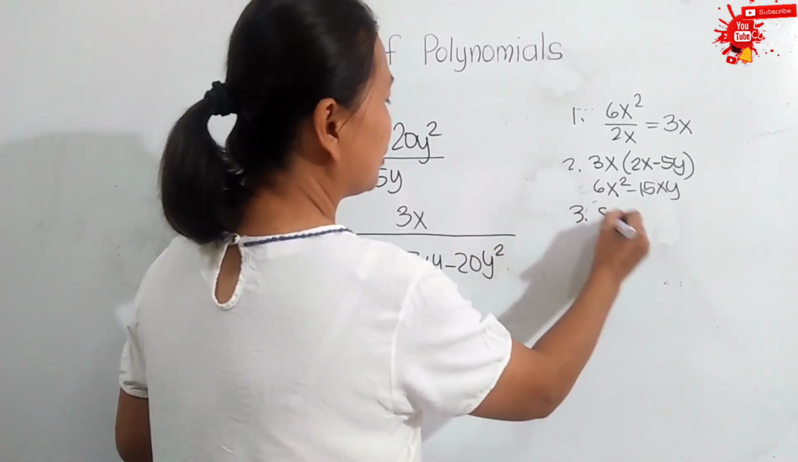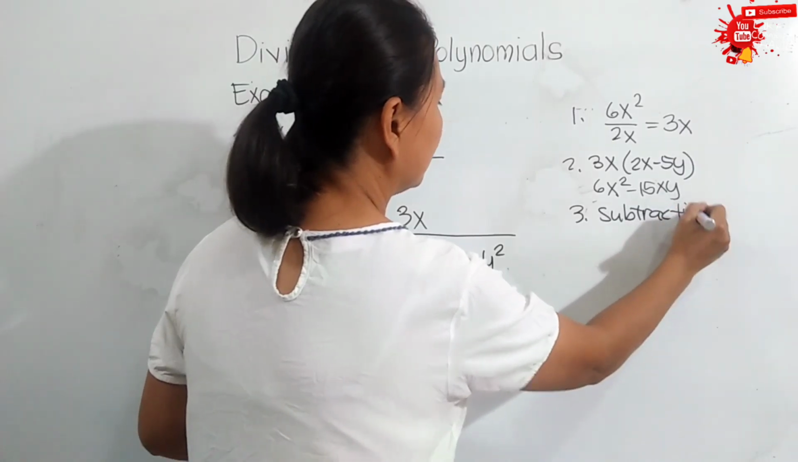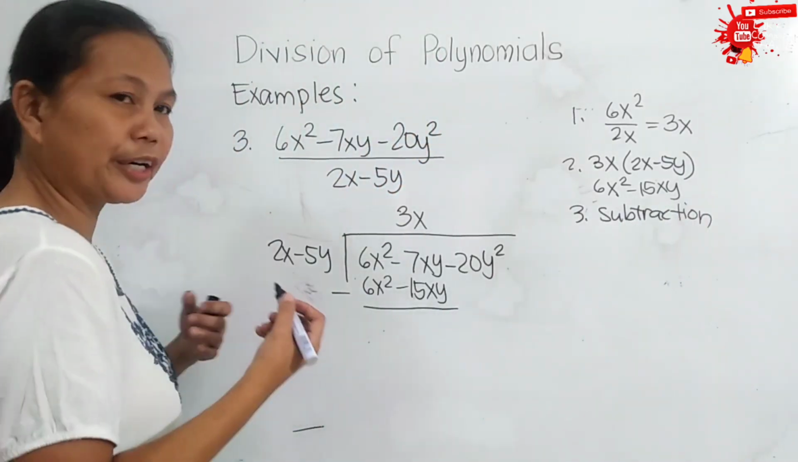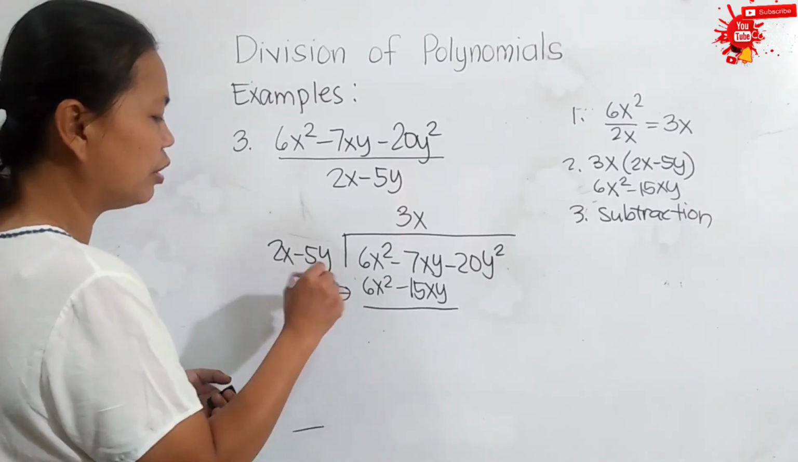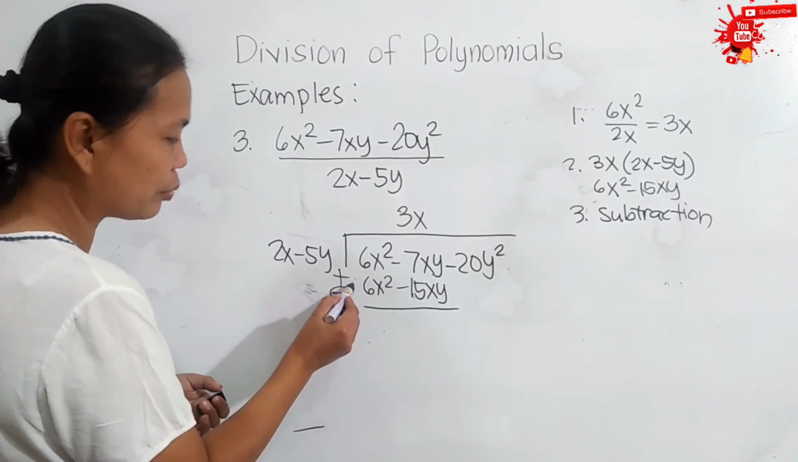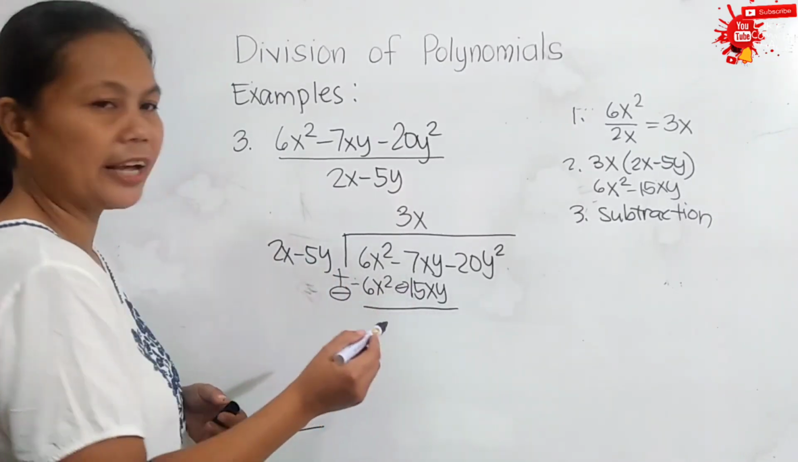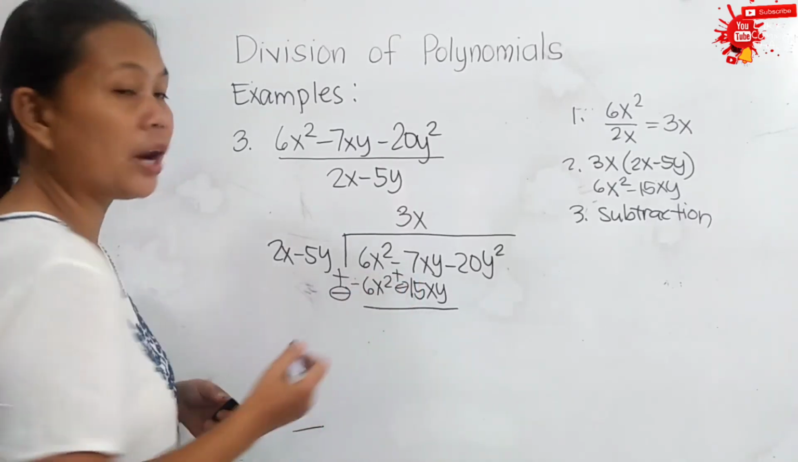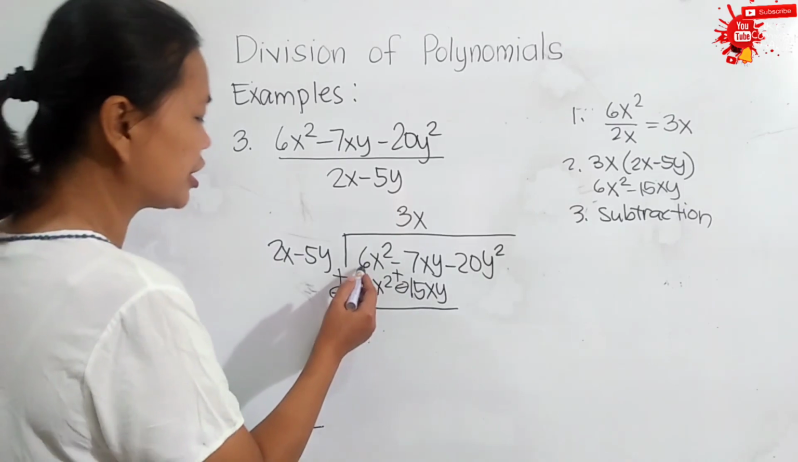So the third step is subtraction. Okay? And for subtraction, we have to change this subtraction symbol to addition. And then get the opposite sign of 6x squared to negative 6x squared. Then negative 15xy to positive 15xy.